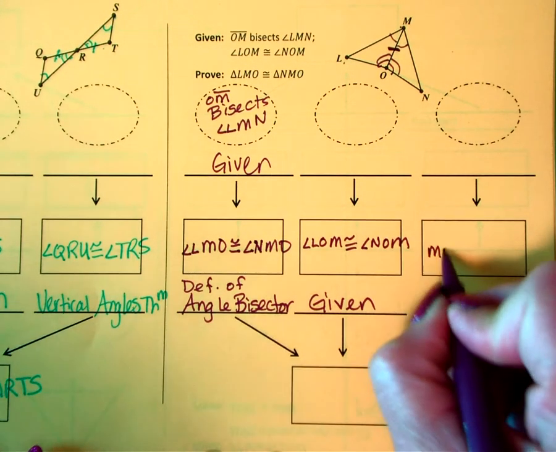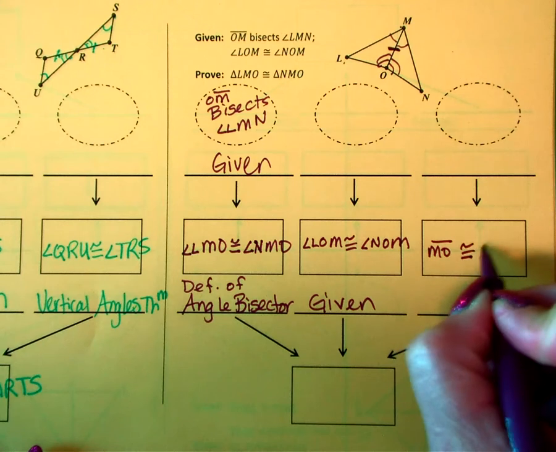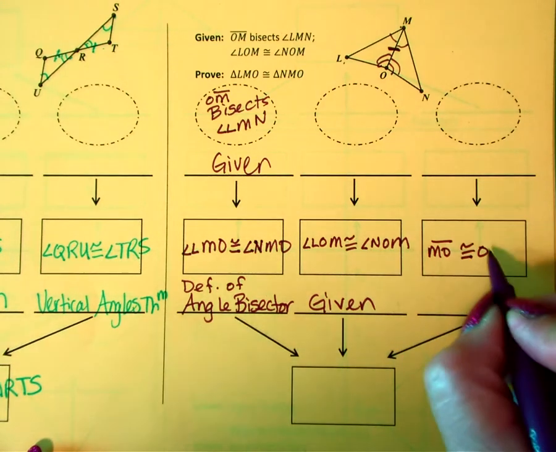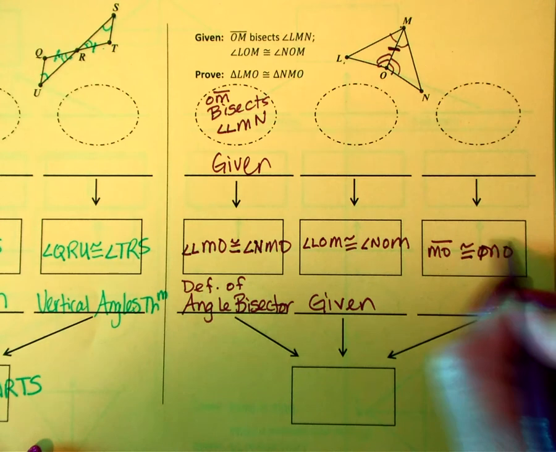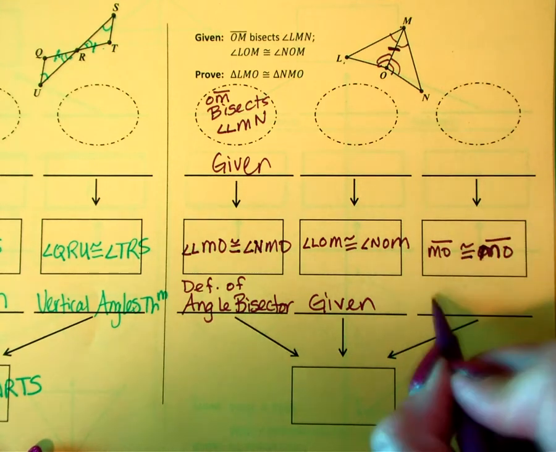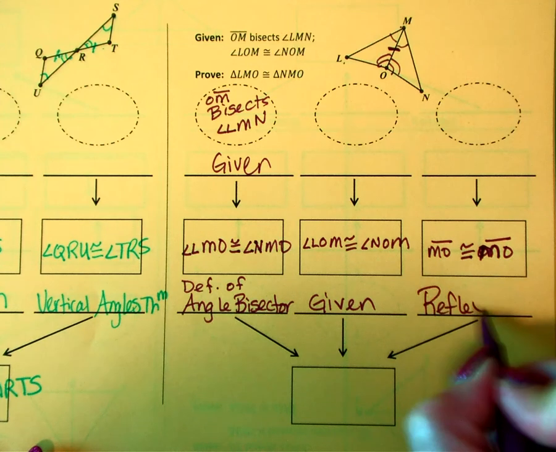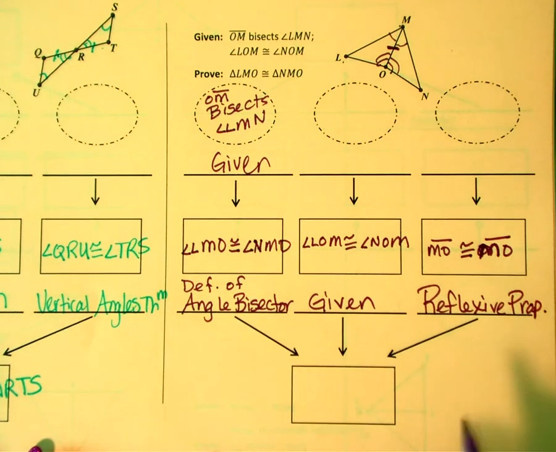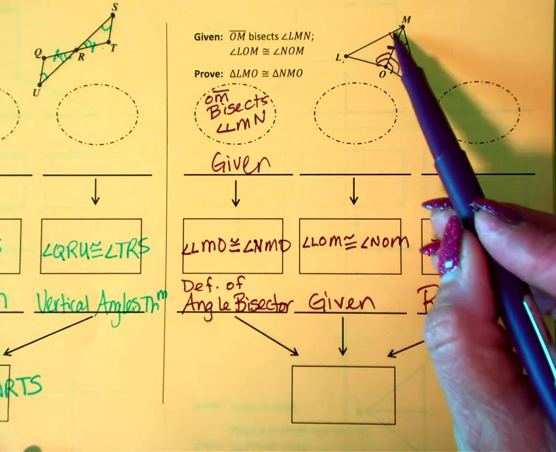We can say that segment MO is congruent to segment, say, MO. Okay, reason for that? That's our reflexive property. Shares the same. Okay, so because of that, what do I have?